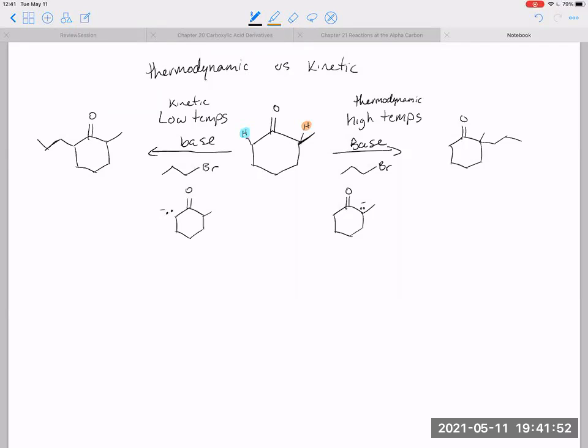For this particular one, I just said base. It turns out that in practice, you use different bases: at low temperatures it would be LDA, and at high temperatures your base is sodium hydride. Something to keep in mind, but that's not what I would be looking for as much as the temperature and the thermodynamic versus kinetic control, especially if they're asking which one of these best explains why this reaction happens this way. You just want to have a sense of what it means to be kinetic versus thermodynamic.